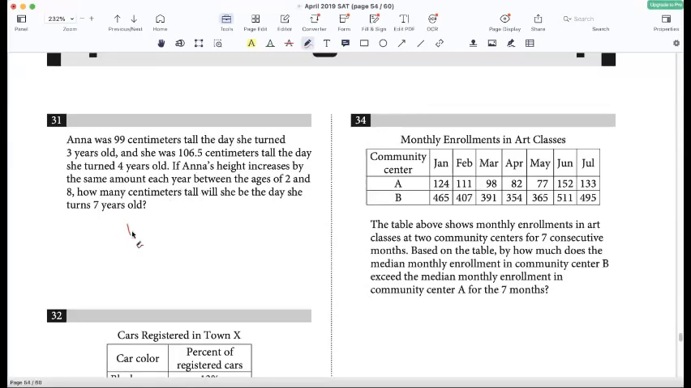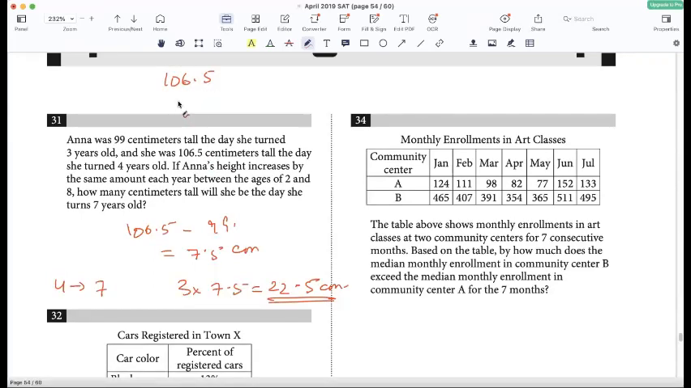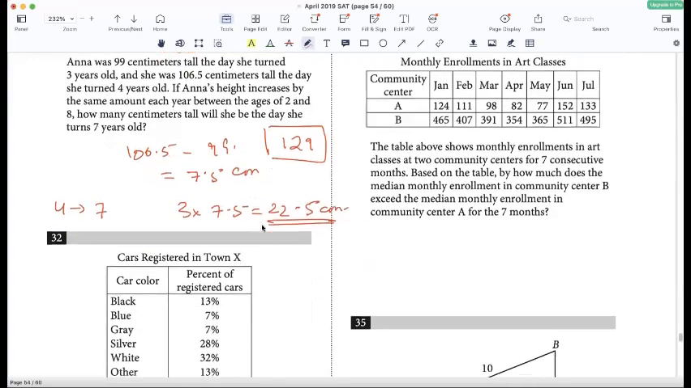Okay, so in 1 year, she grew by 106.5 minus 99. So that's 7.5 centimeters, right? And from 4 to 7, so 5, 6, 7, that's 3 years. So she would grow by 3 times 7.5, which is 22.5 centimeters. So it would be 106.5 plus 22.5, 129, right? So she would be 129 centimeters tall when she is 7 years old.